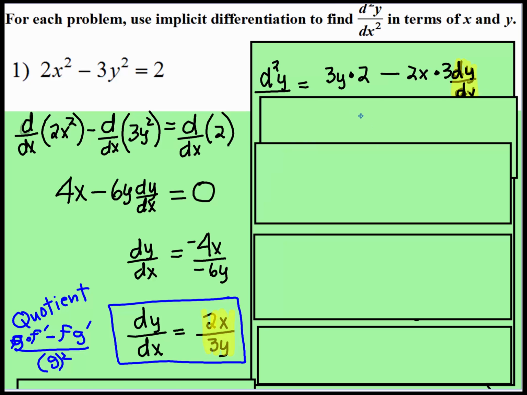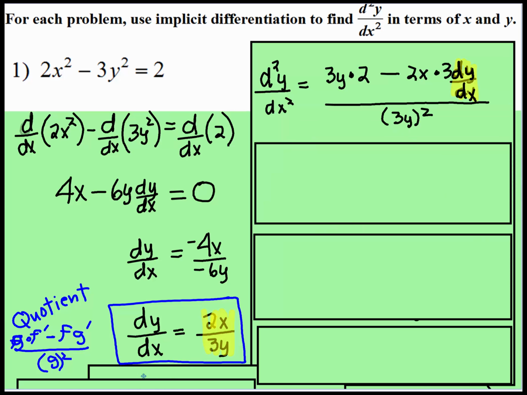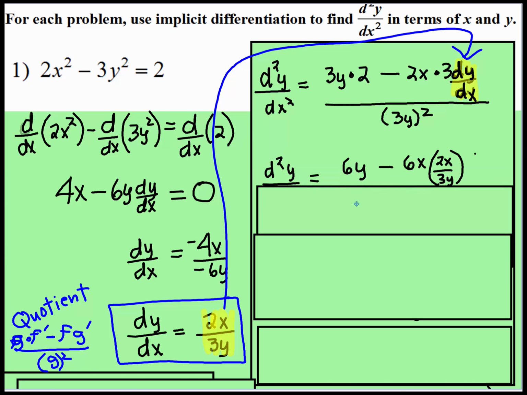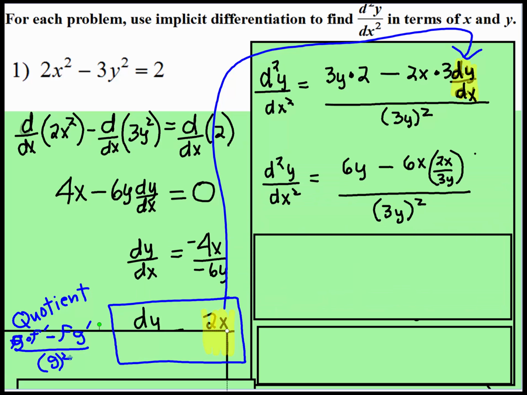So the next step, and all over the g squared. You're going to substitute this right here. You're going to fill in right there, and simplify this stuff too. So 3y times 2 is 6y. So there we have it. When we simplify that, 3y times 2 is 6y. Subtract 2x times 3 is 6x. And in parentheses, the dy/dx is 2x over 3y.